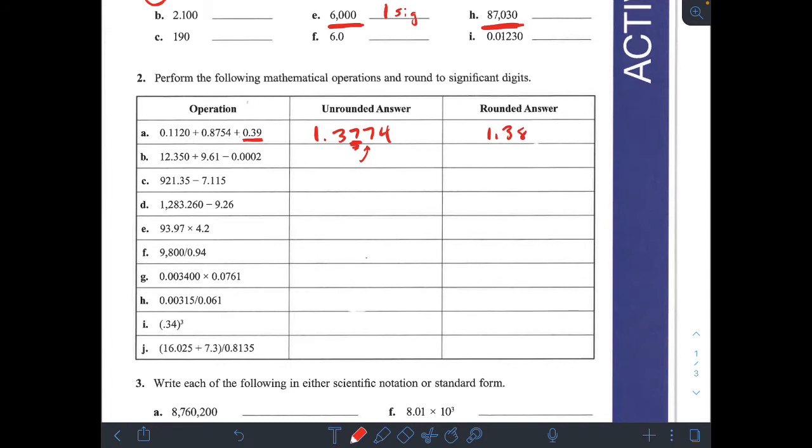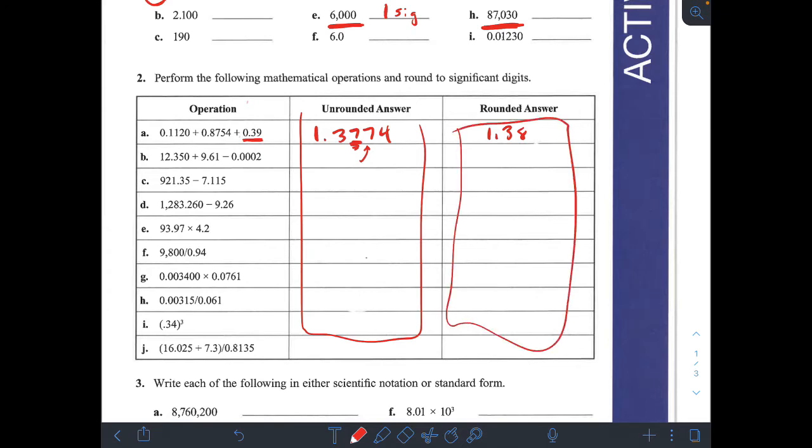Okay, so in all of these unrounded answer columns, you want to show a bunch of digits, okay? Way more than is really necessary. And then in the rounded answer column, you want to show the number reflecting the correct sig figs for that operation. Okay, and if you need to review that, you might want to review that before starting this part of the activity.